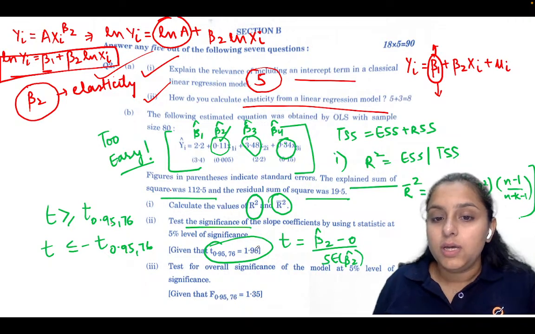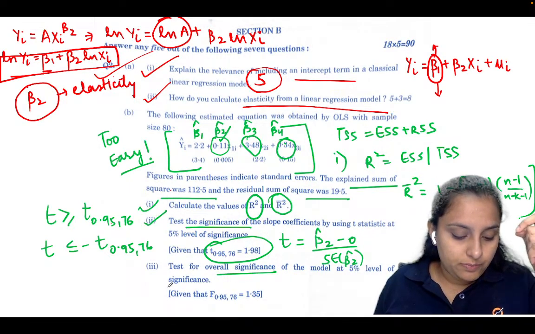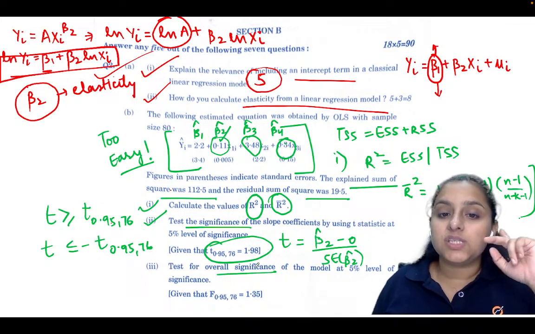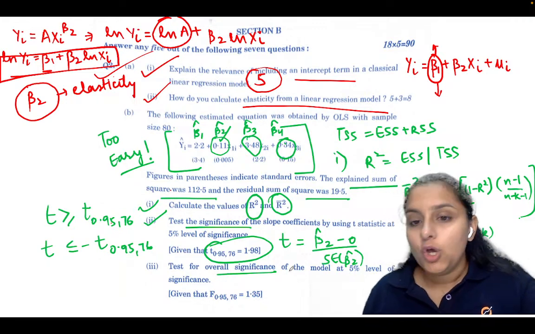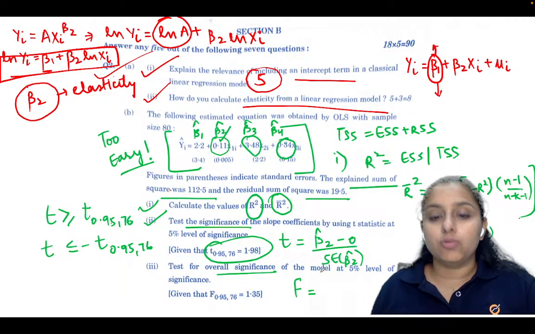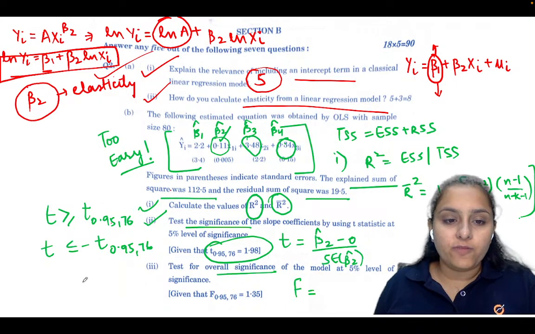Very easy question. Again, the overall significance. So first part done, second part done. Third part, test for overall significance of the model. How do we check overall significance? Overall significance is checked using the F-test statistic.